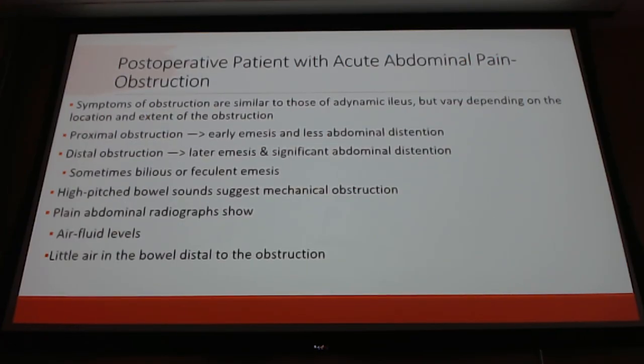So obstruction of that can be very different. If it's more proximal, we're going to have an early emesis and less distension, whereas if it's more distal, it's going to be a later emesis with more significant distension. This is pretty nasty, but sometimes they can have bilious or feculent emesis. But again, high-pitched bowel sounds. Plain radiograph is going to show the air fluid levels and a little bit of air distal to that obstruction.